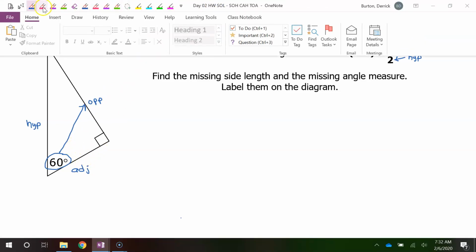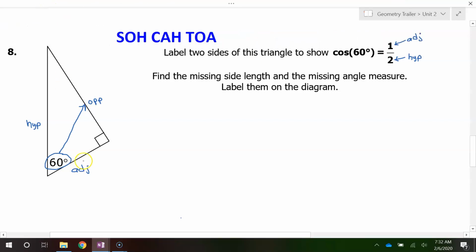I'll change colors. So I can go ahead and put a 1 over here. The 2 is the hypotenuse, so I can go ahead and put a 2 right there. So I'm only missing the opposite leg.